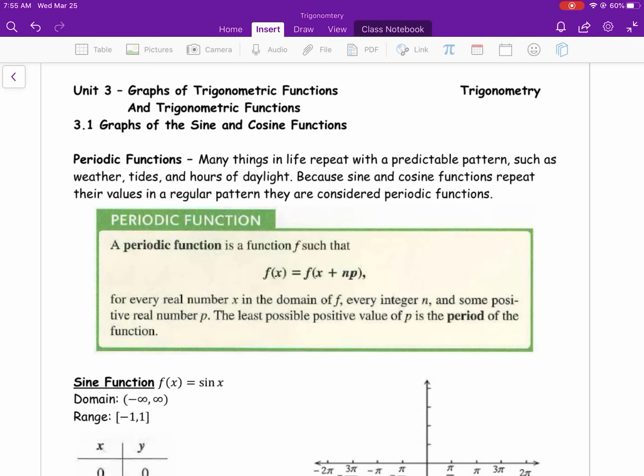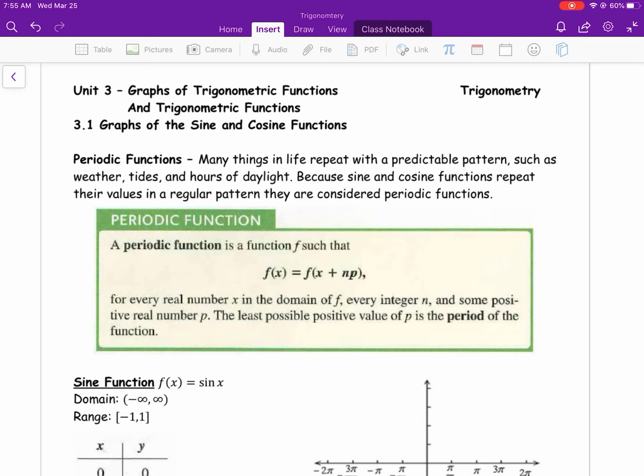This is the unit where we're going to start graphing all of our sine, cosine, tangent, cotangent, cosecant, and secant functions. It's a nice method that we go through, and if you follow the method, it shouldn't be too bad. So, periodic functions.